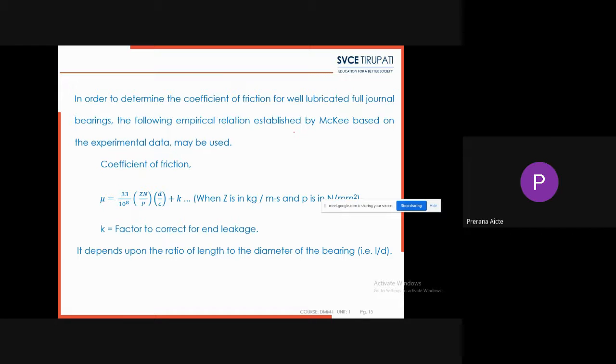In the previous case, we used only certain variables to consider the coefficient of friction. But in this case, how do we calculate the coefficient of friction? According to McKee's equation, the coefficient of friction mu is equal to 33 by 10 power 8 into bearing number into D by C, plus K. Here K is not the bearing modulus; K is called the leakage value. This value is K equal to 0.02, a standard value for all the problems. By using this equation, we calculate the friction in our general bearing. This equation is called McKee's equation.